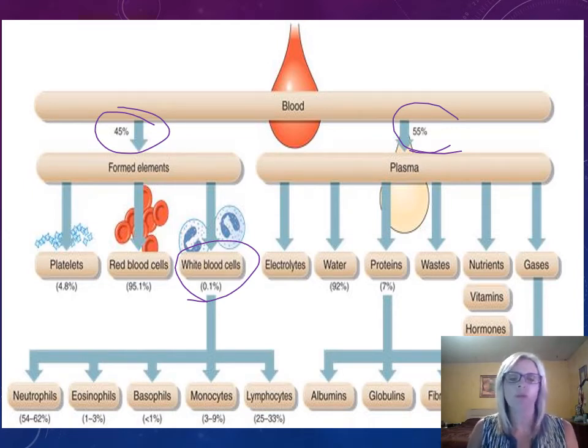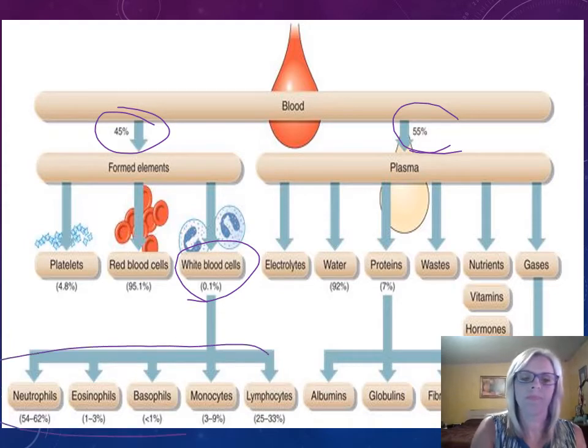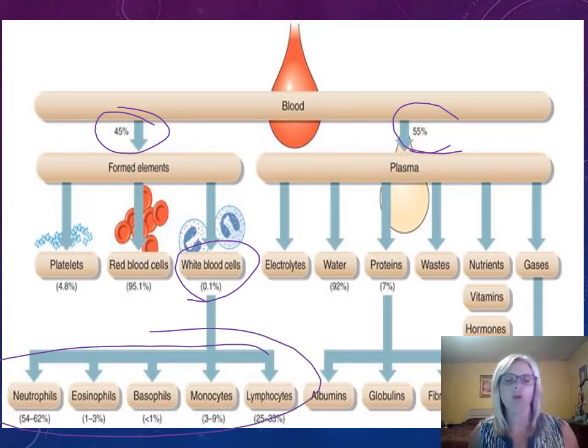You can see the white blood cells are broken down into these 5 types here. This is important as well. You do need to know these percentages. This is usually an essay in class. The neutrophils are 54 to 62%, eosinophils 1 to 3, basophils less than 1, monocytes 3 to 9, lymphocytes between 25 and 33. You can see we're going to look at some of the different types of proteins as well. We are going to break those down and look at those.